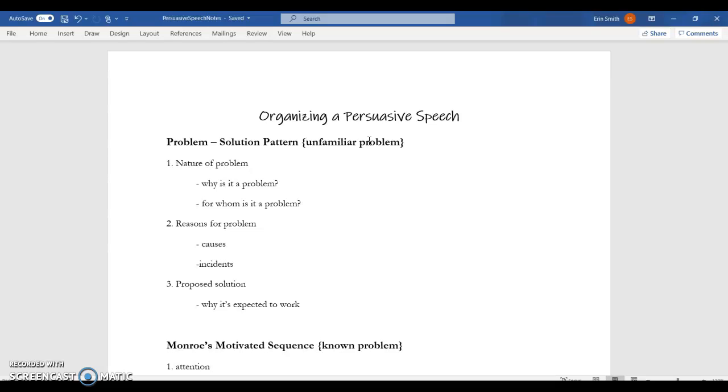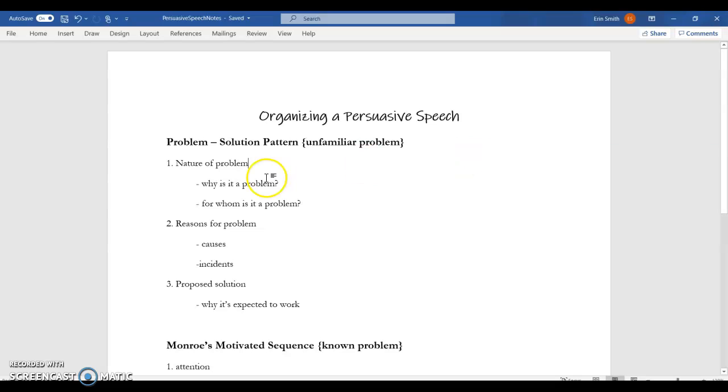So if you're persuading your audience to use a certain type of wax for your floor, I had to choose something obscure, that would probably be unfamiliar. I would not even know about that. So you go about this with a problem-solution pattern.